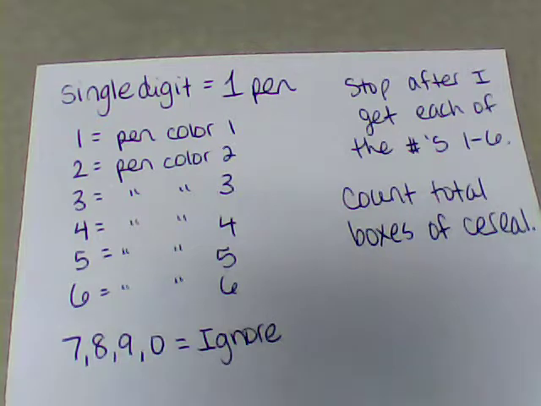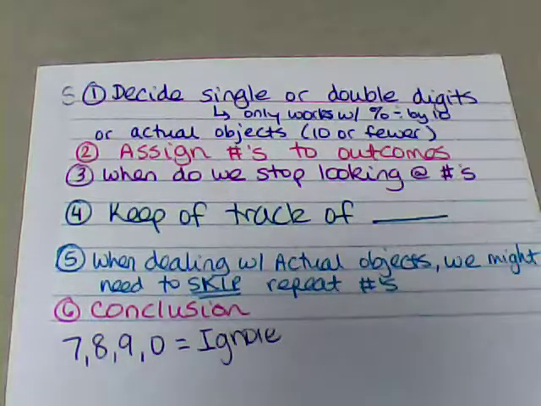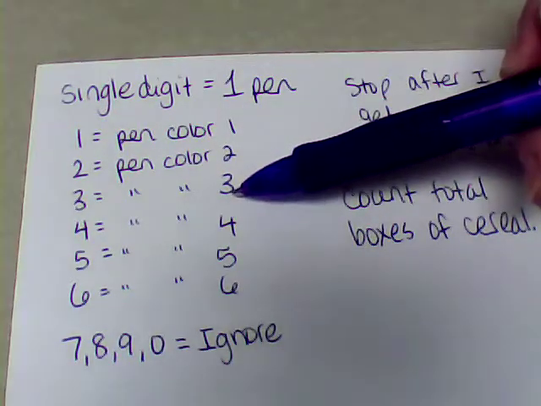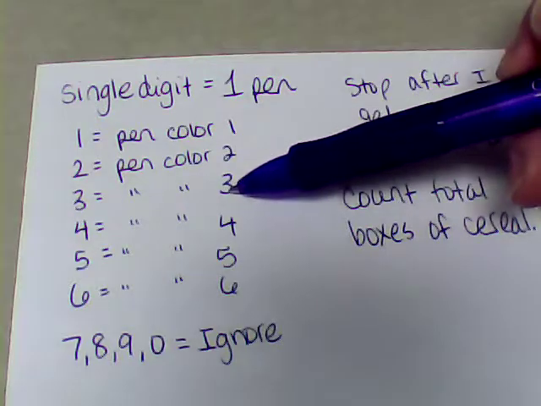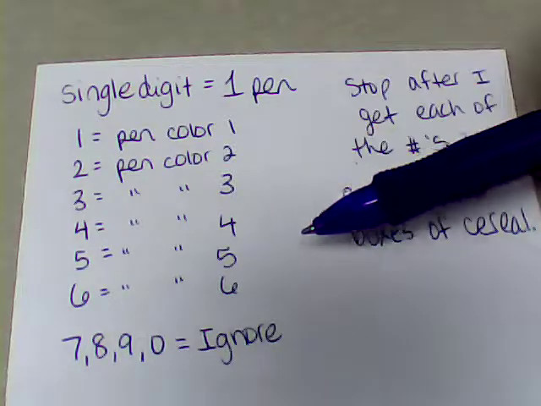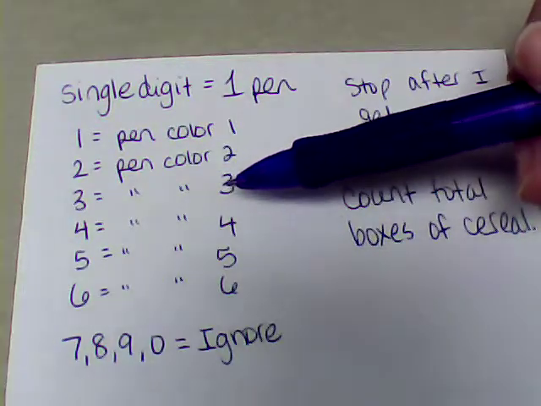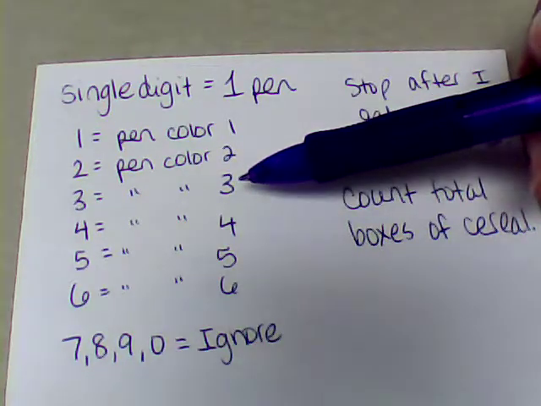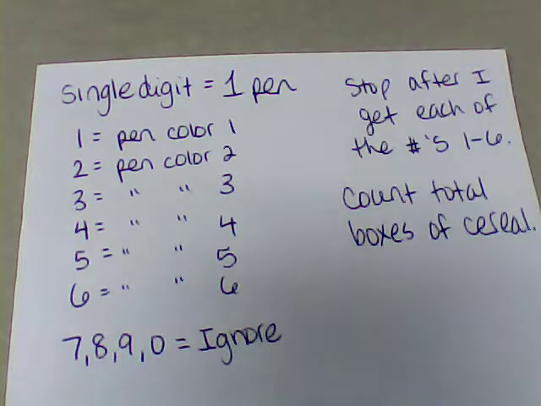All right. And so here's the thing today. When dealing with actual objects, we might need to skip some. So let's see if that pertains to this problem. So I'm getting a box of cereal. If I get a 3, okay, that means I've got pen color 3. If I get a 3 again, in this case, it just means that I've bought a box of cereal that has pen color 3. So in this situation, it's okay to get repeated numbers. It just means I have multiple of that pen. All right, so I don't need to skip anything that's been repeated.